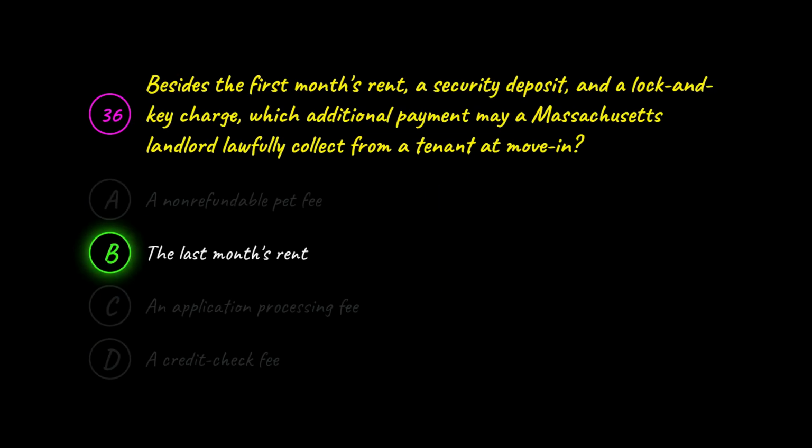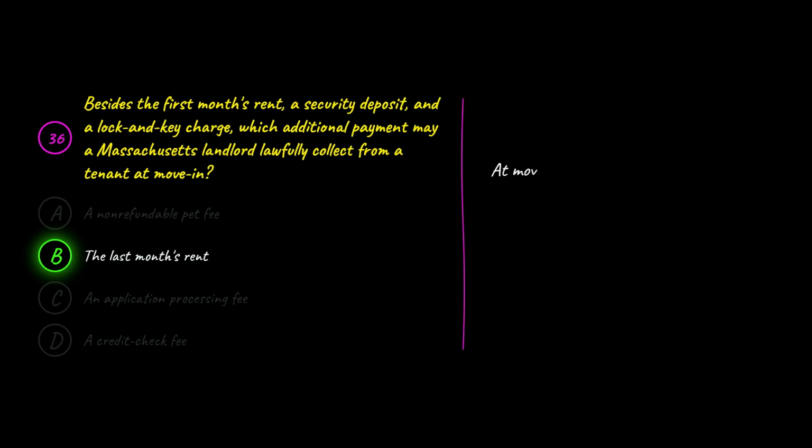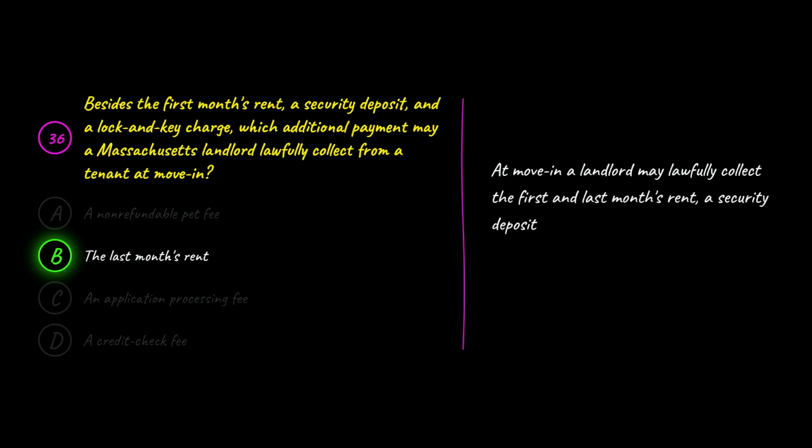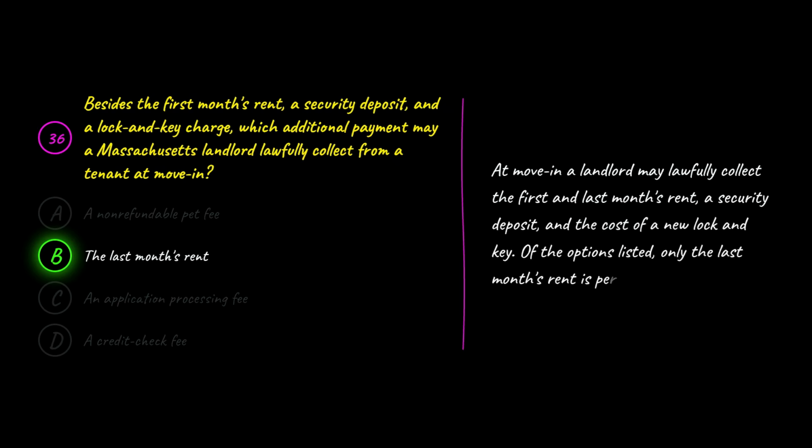The correct answer is B. The last month's rent. B is correct because at move-in, a landlord may lawfully collect the first and last month's rent, a security deposit, and the cost of a new lock and key. Of the options listed, only the last month's rent is permitted.